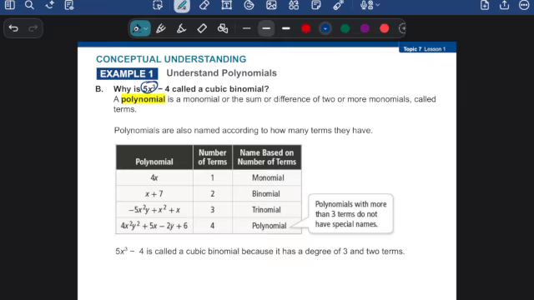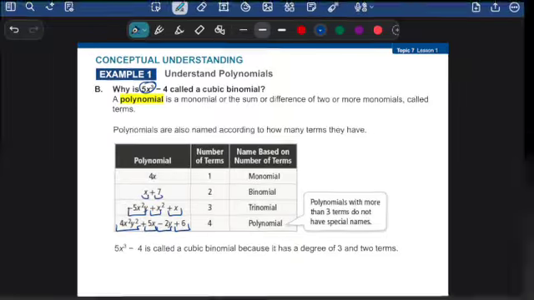Polynomials are also named according to how many terms they have. We were just going over that, so I was kind of already doing that. This is a monomial, has 1 term. Binomial has 2 terms. Trinomial has 3 terms. And polynomial is anything more than 3, okay? So this one has 4. There's not a special name for that type of polynomial.